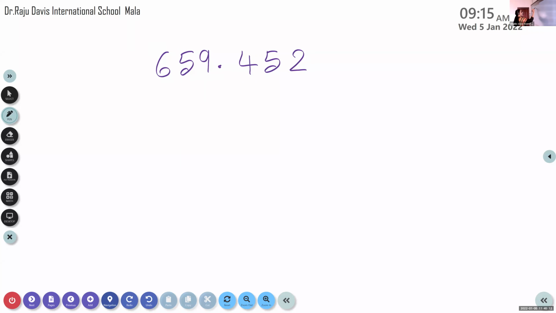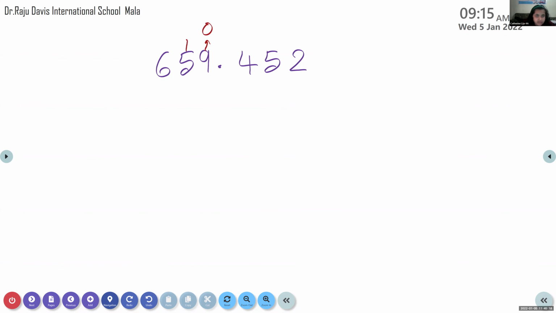659.452. So 9 is in the ones place. 5 is in the tens place. 6 is in the hundreds place. After the point, 4 is in the tenth place. 5 is in the hundredth place. 2 is in the thousandth place. So th for thousand and th after 1,000.